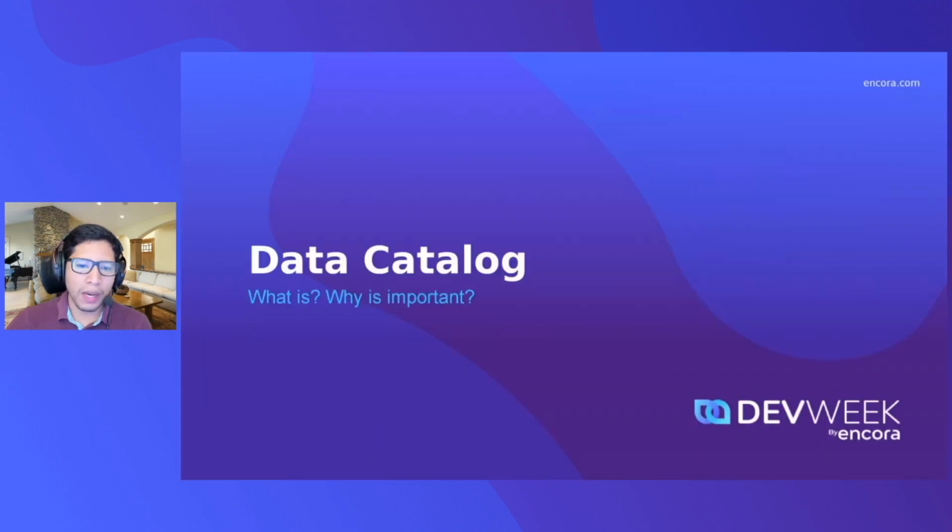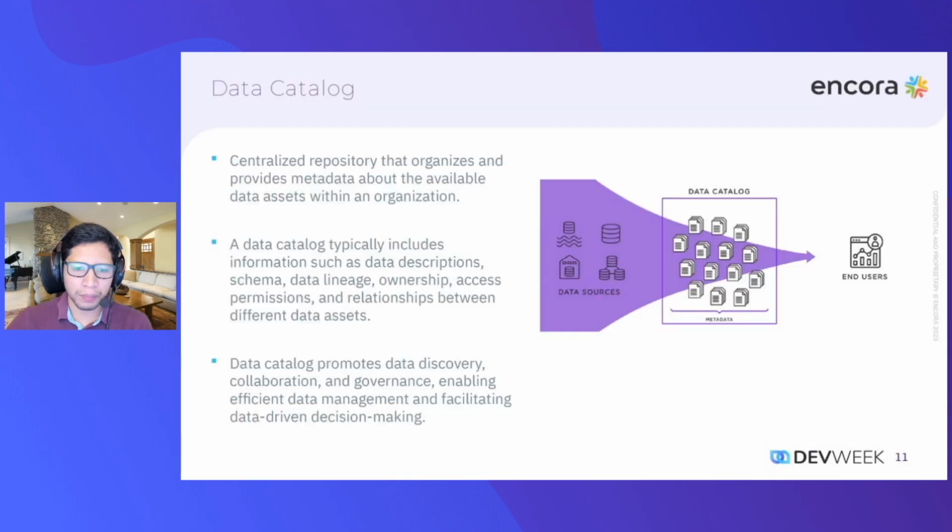Data catalog. Why is it important? Data catalog is one of the most common definitions to understand for anyone. Data catalog is a centralized repository that organizes all our metadata. It's like column descriptions, table owners, file size, all of that. All that metadata should be available for our end users. Data catalog allows our end users to do data discovery and collaboration.